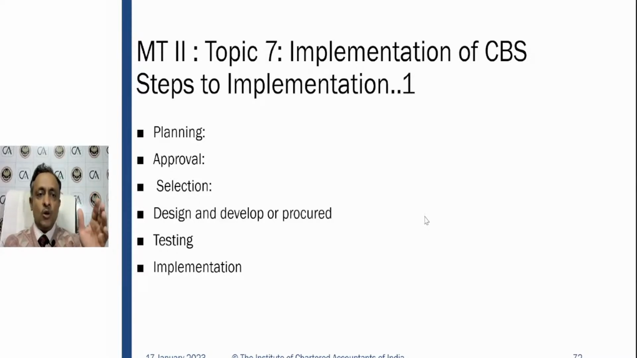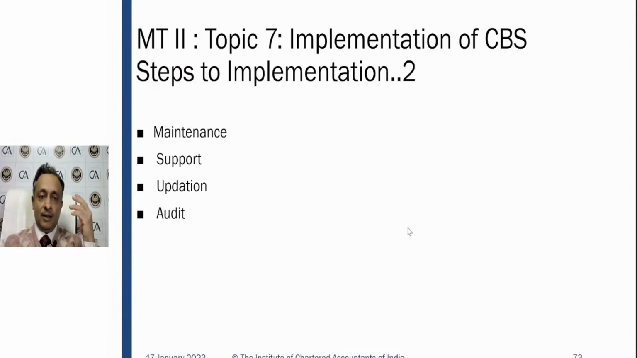So this is how you are going to go about the planning, the approval, the selection, design, development, procurement, testing, and implementation. What you're reading on the slide are basically standard steps for implementing what we call a standard system design lifecycle approach. So planning, those aspects I said, approval by the top management, selection from the available software systems, designing, development, testing, and implementing. Then maintenance, support, updation, and audit of your core banking system, how it is working.